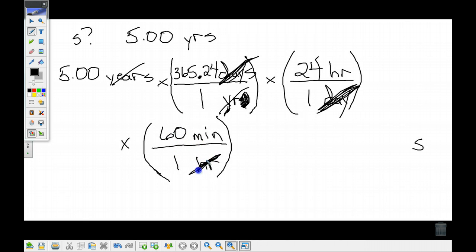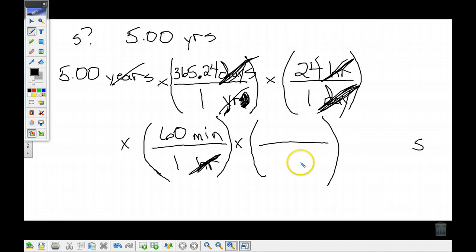Get rid of hour on the bottom here, hour on the top here. This is just one problem going all the way through. I've just moved down to a second line, like a sentence. Right now, if I did this, I'd get an answer in minutes. But I don't want an answer in minutes. I want an answer in seconds. So I need to do another unit fraction. Here we go. Unit fraction number 4.